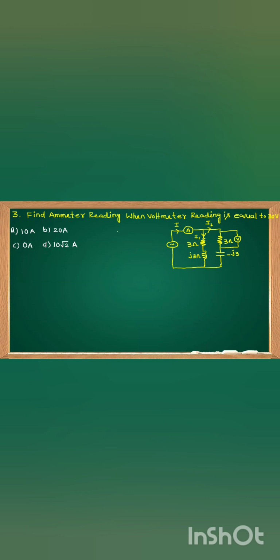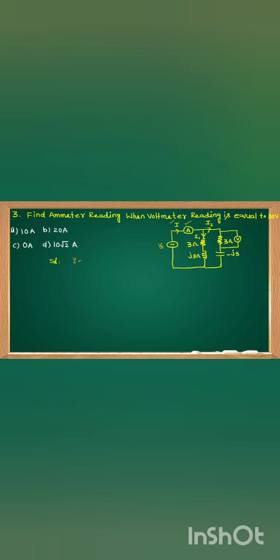Yes, friends. So what is the solution for this problem? Concentrate. Let the source voltage be Vs. We don't know the source voltage. We have to find the ammeter reading. To find the ammeter reading, find the current I.